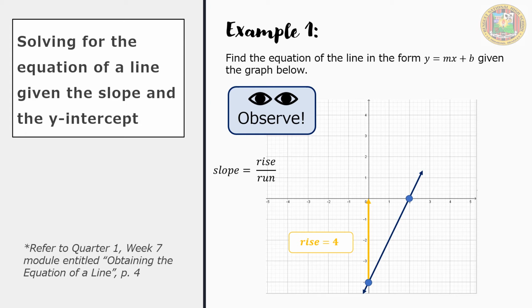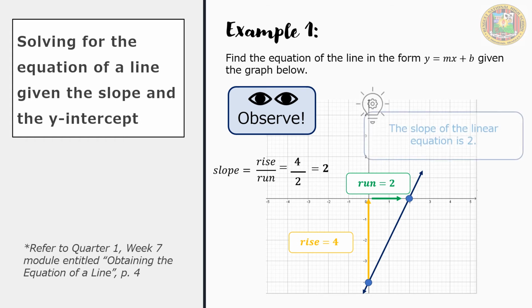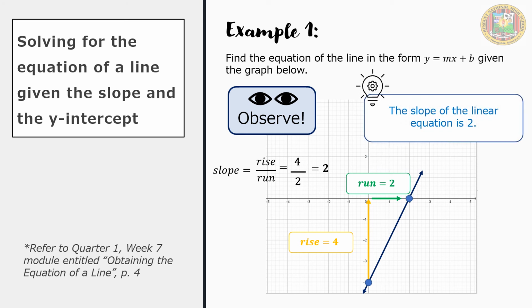Next, we identify the run, or the number of units we move along the x-axis. We see that the graph has a run of 2 units to the right, which gives us a value of +2. Now that we know the values of the rise and run, we can now use the formula for the slope. Substituting the rise, which is +4, and the run, which is +2, in the equation, and then simplifying the fraction, we now have +2 as the value of the slope of the linear equation.